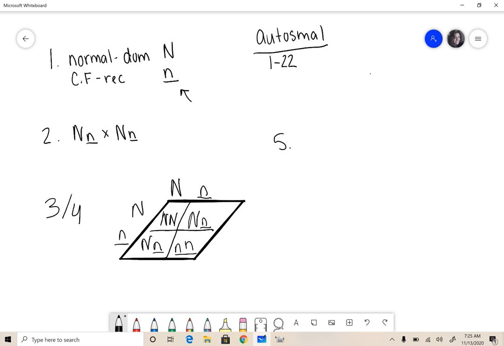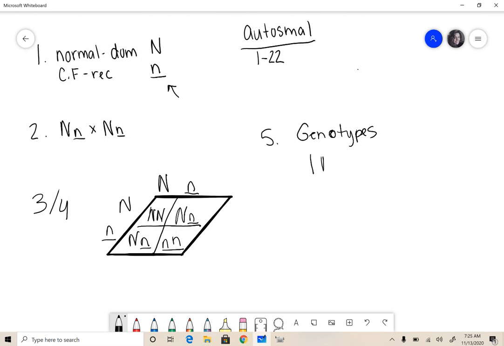Then your final step is to write your genotypes and phenotypes. They don't tell us in the problem if they want it as a fraction or a percentage or a ratio, so you can answer it any way that you want to. So when you are figuring out your genotypes, you just need to look in your boxes and write down what you see. So I see 1 big N, I see 2 heterozygous, and I see 1 little n. So in ratio form, this is 1 to 2 to 1. In percentage form, this would be 25%, 50%, and 25%.